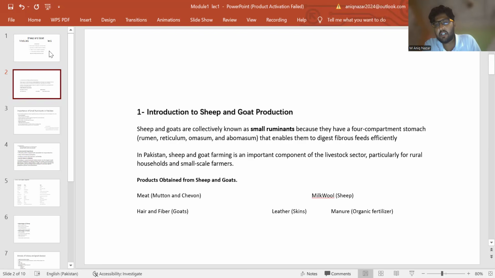The products that we obtain from sheep and goat are as follows. We get meat like mutton and chevon. We get milk and wool from sheep. We get hair and fiber from goat. We get leather, like leather shoes and leather jackets, from the skin of sheep and goat, and also manure, which is the waste component of the feed and is used as organic fertilizer.